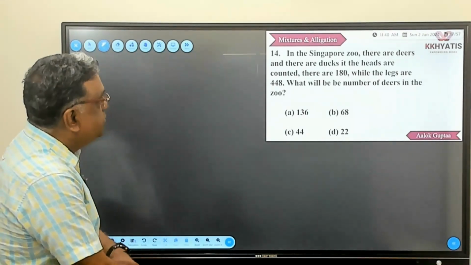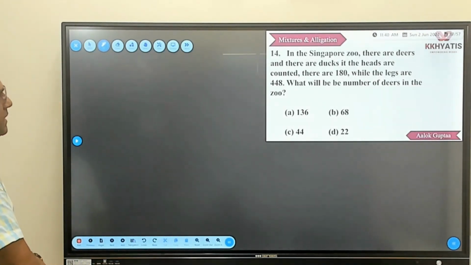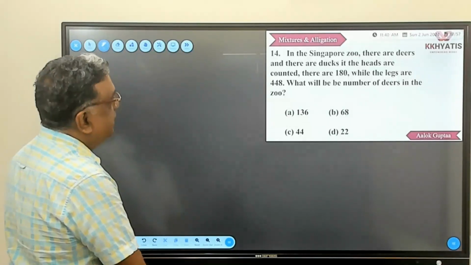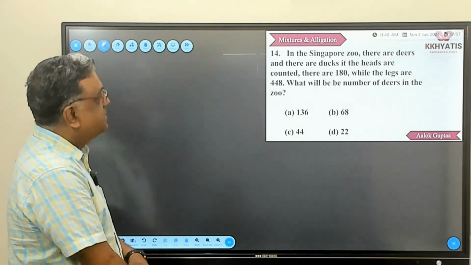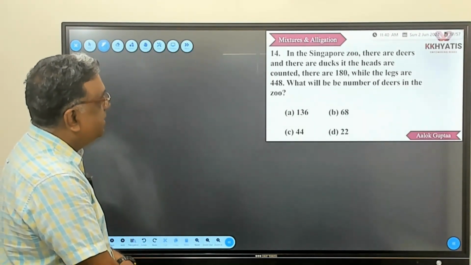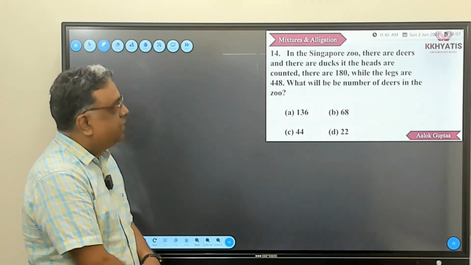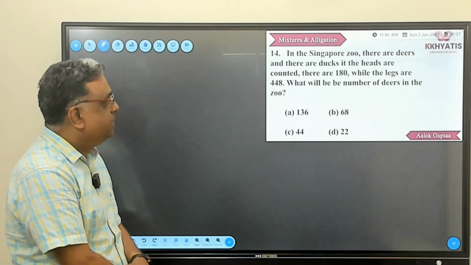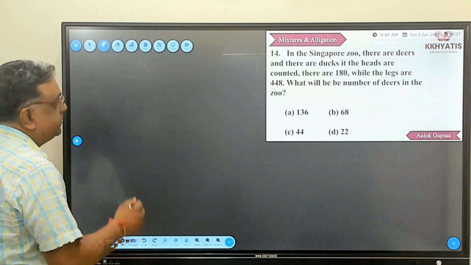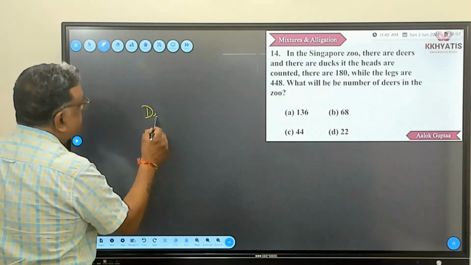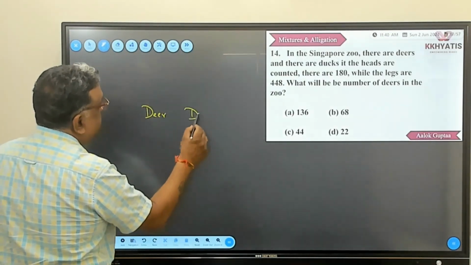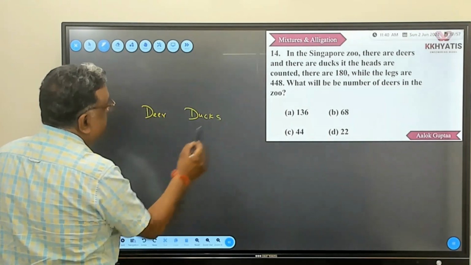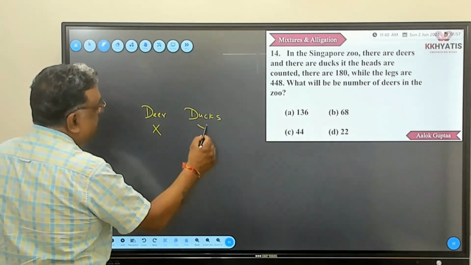In a Singapore zoo, there are deers and ducks. If the heads are counted, there are 180 heads. While the legs are counted, there are 448. What will be the number of deers in the zoo? So let us say there are X deers and Y ducks, correct?